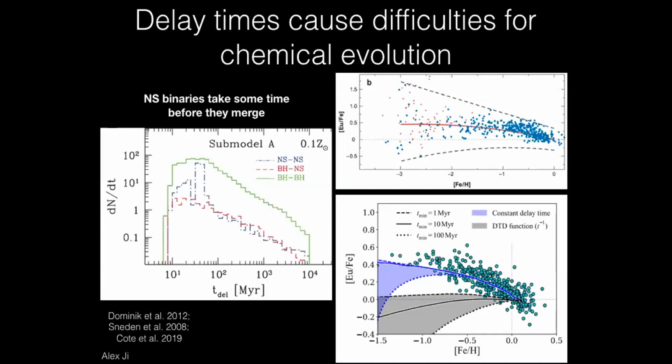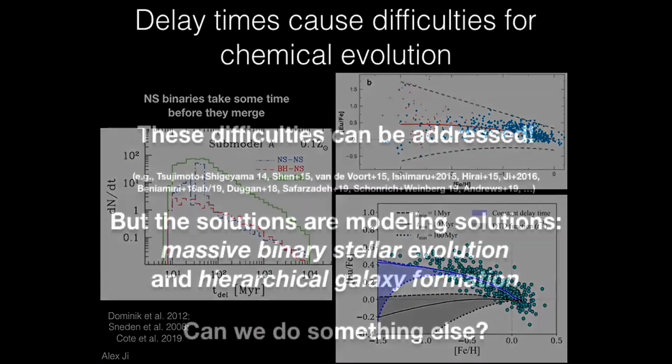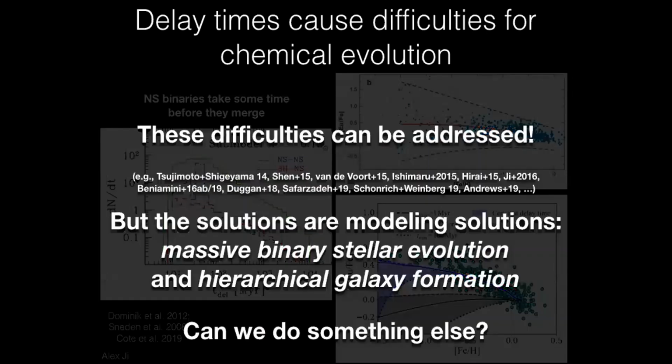I think none of this should really be too much concern, in my opinion. These difficulties can definitely be addressed. It's some combination of changing the delay times through massive binary stellar evolution, or changing how you enrich stars, because it's a complicated process, and galaxy formation and merging of different systems can actually help you resolve these issues.